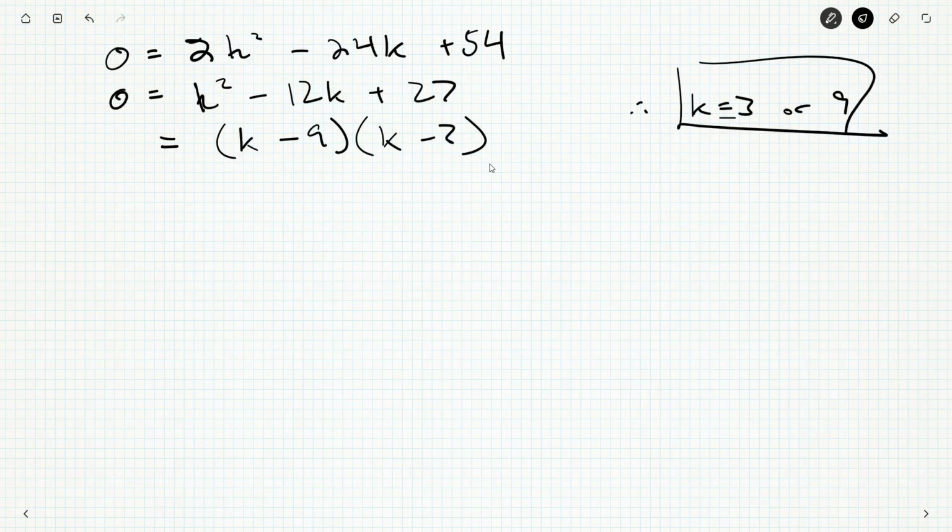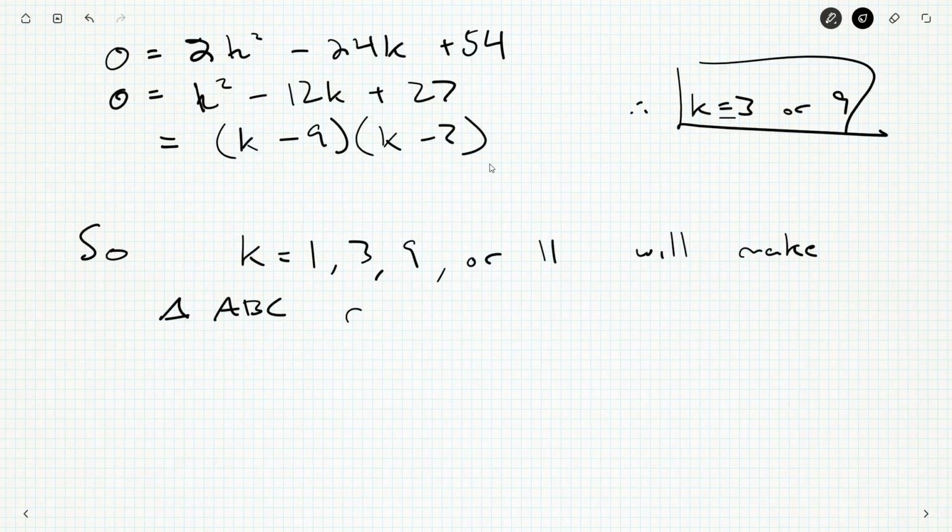And those are the only 3 cases. Either your right angle is at A, at C, or at B. Okay. So we might sum up. So k equals 1, 3, 9, or 11 will make triangle ABC a right triangle. Okay. Not bad at all.